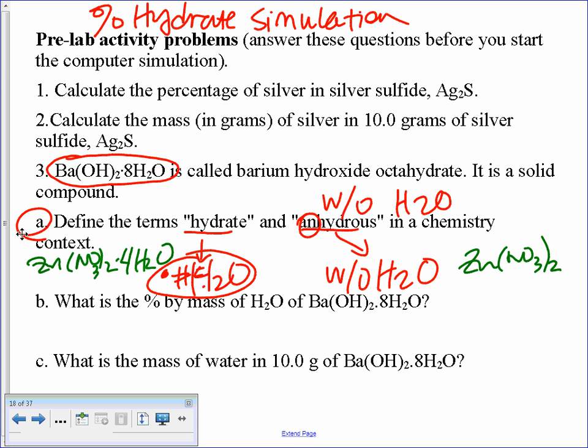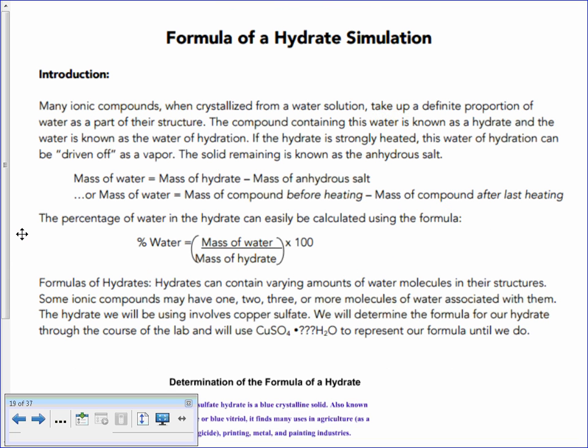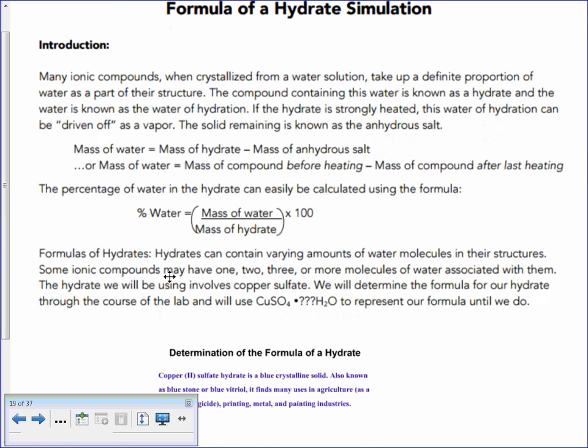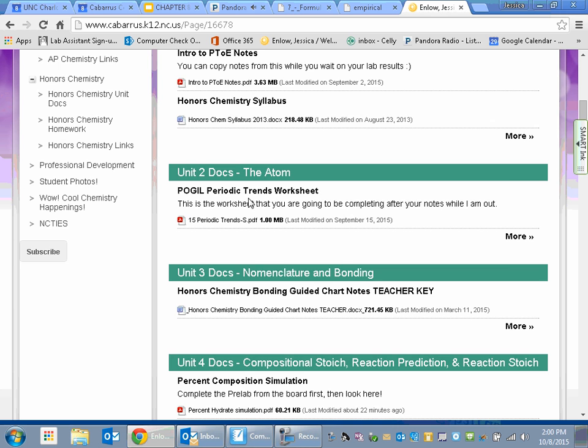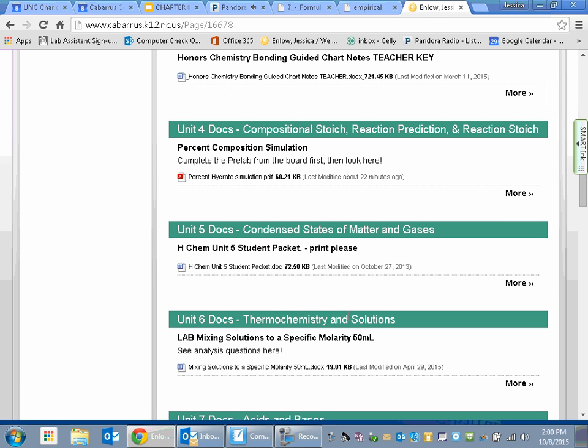I will put this back up here just a second. I hope you guys are listening. I'm not going to explain again. It looks like this when you get to the website. It's under Documents, Unit 4, percent composition simulation.